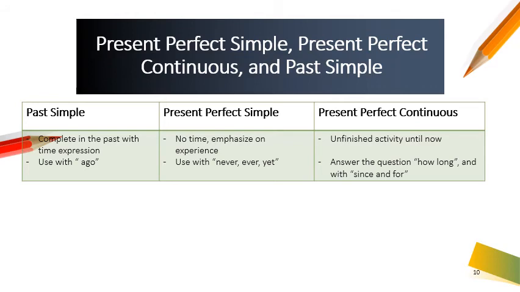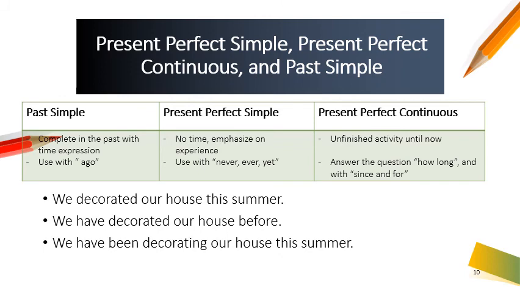For present perfect continuous tense, we use it to express an unfinished activity until now. Even though it happened in the past, it hasn't finished yet up to now. And normally, we use it to answer the question how long, and answer with since or for. You can see the examples here.